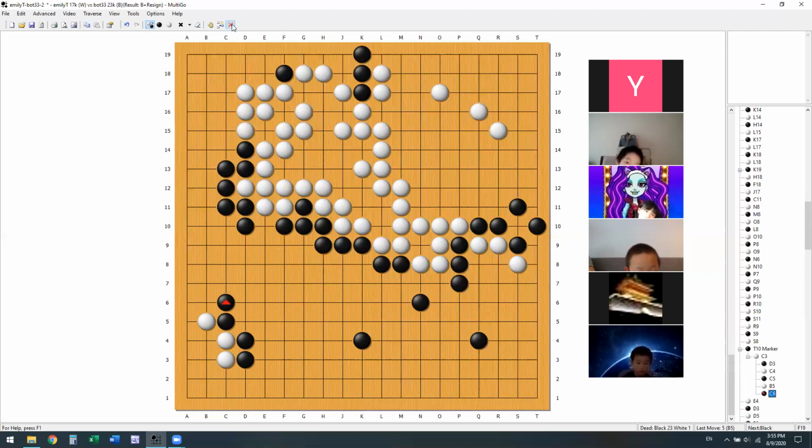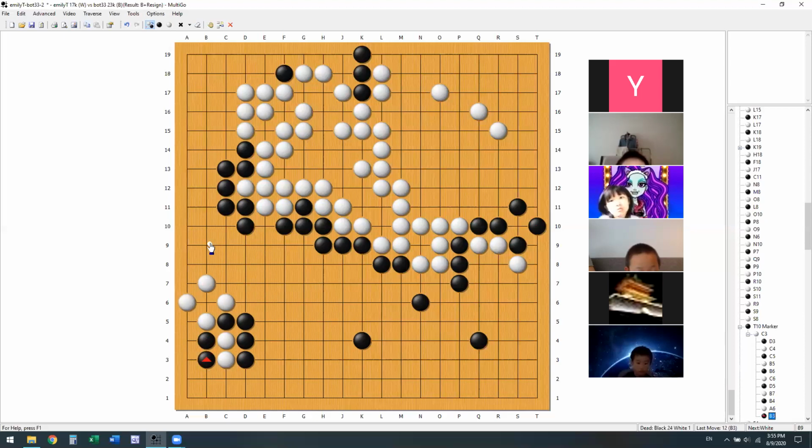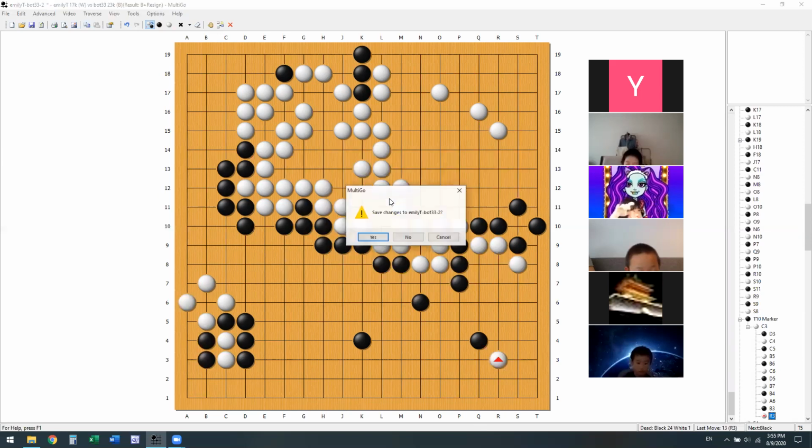And black doesn't have anywhere else to go. If he goes there, then you can atari and capture. Yeah, he can capture this corner, but then you can go there. And this is for sure alive. And another place to go is this 3-3. So next time, if you want to invade a territory and you see there's a star point, then try to invade at 3-3. Then I'm sure you have a very good chance to be alive. All right.